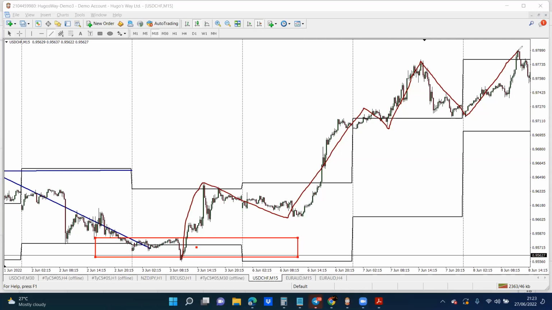So if you are looking for reasons to buy, where will you be looking for reasons to buy? Somewhere here. For us, this is Asia low. You see? And we have a method called HPLR, high probability, low risk.